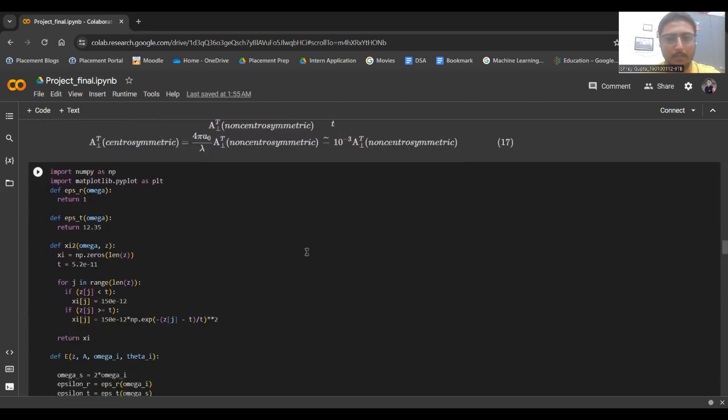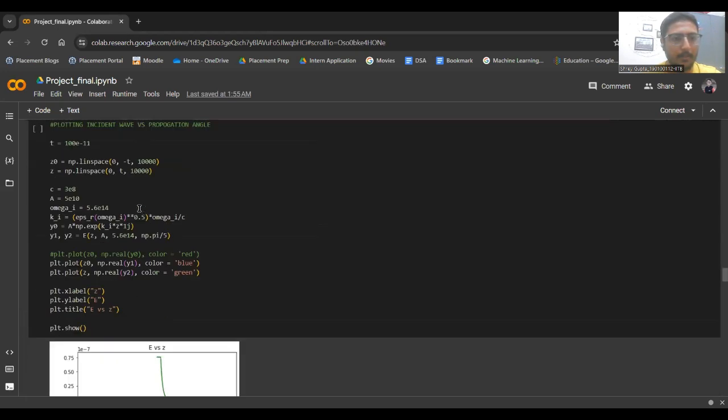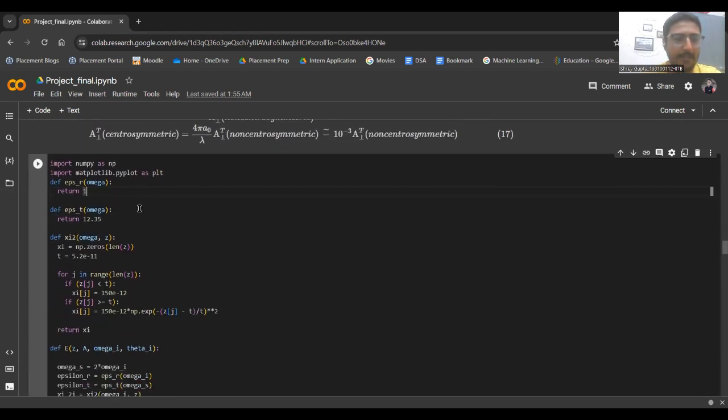So here we have done some plots. As you can see, we have imported files, and here I have defined epsilon r as a function of omega. Epsilon r is in the air, which we are taking, so this is returning 1. And for epsilon t, we are using gallium arsenide as the material, so it is returning 12.35.